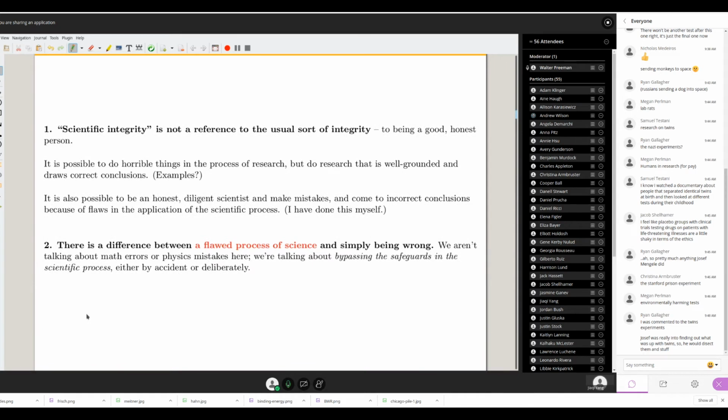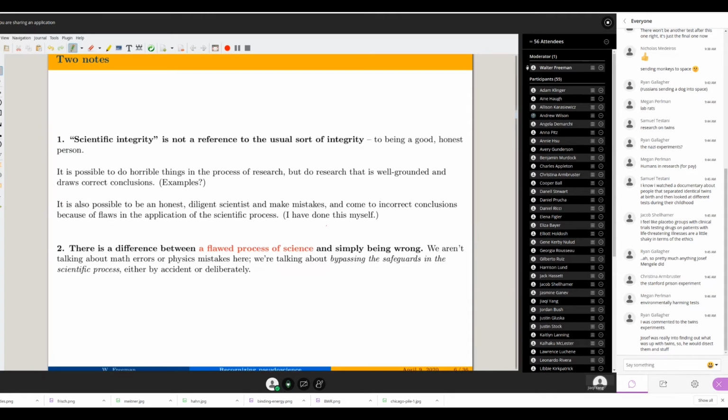The other thing, when we talk about a flawed process of science, we're not talking about just plain old being wrong. Lots of us are wrong all the time because we write sine when we mean cosine or drop a minus sign. We're not talking about just making these sorts of mistakes. We're talking about bypassing the safeguards that stop these mistakes from becoming conclusions we propagate to the world, or deliberately propagating nonsense to the world.